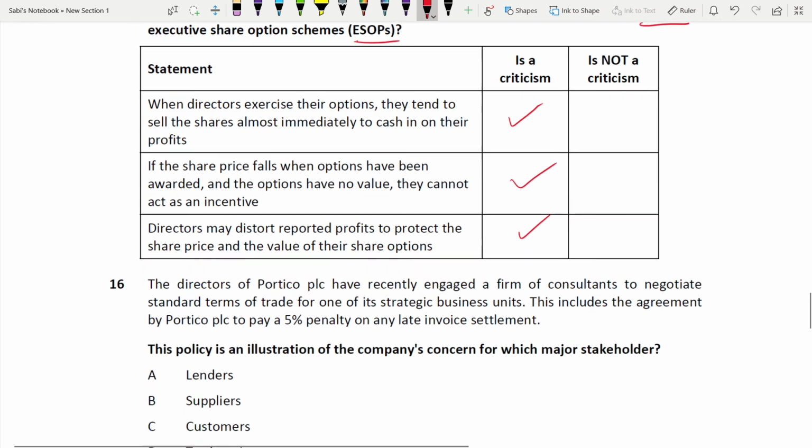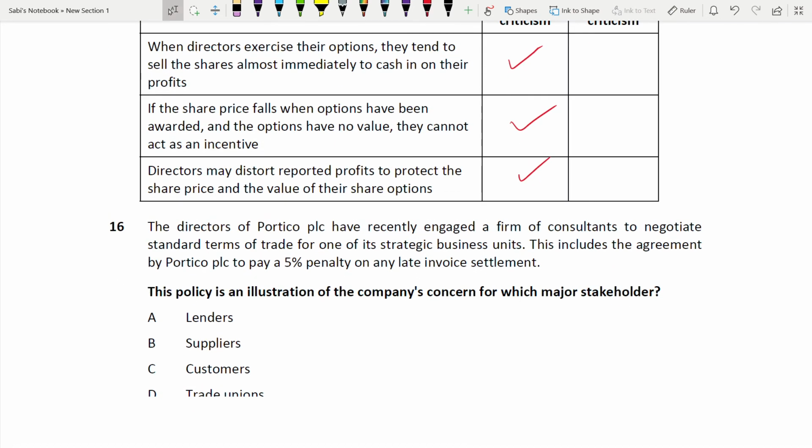16. The directors of Portico PLC have recently engaged a firm of consultants to negotiate standard terms of trade for one of its strategic business units. This includes agreement by Portico PLC to pay a 5% penalty on any late invoice settlement. This policy is an illustration of the company's concerns for which major stakeholder? Who is a major stakeholder here? Read it. If you're not understanding it first, read it again and again. Is it lender? Is it supplier? Is it customer? Is it trade union?